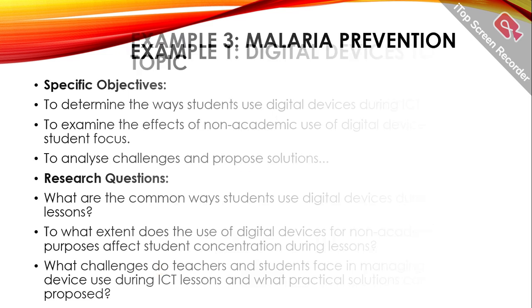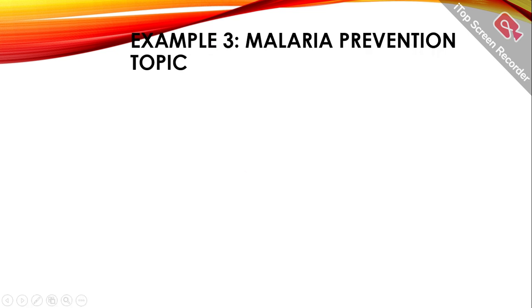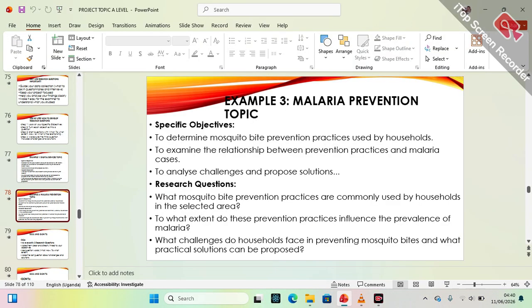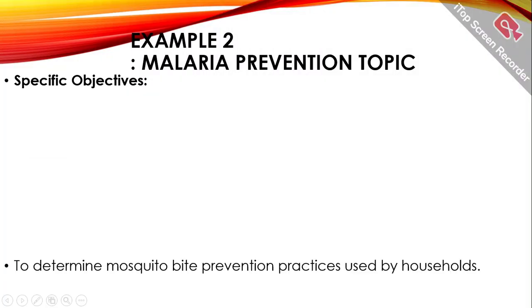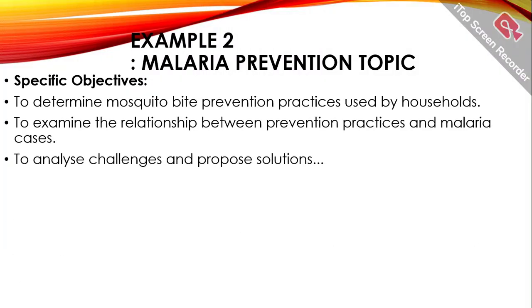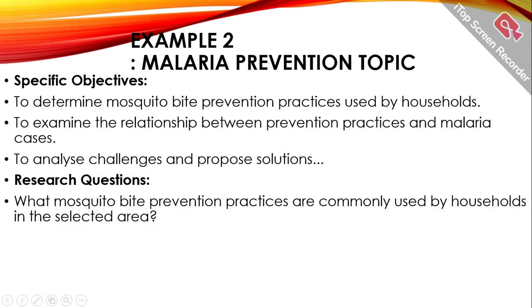Example, here it says 3. No. Let it not say 3, because this is our example number 2. So it being example number 2 shall take us to observing here that if our objectives are those 3: to determine mosquito bite prevention practices used by households, to examine relationship between prevention practices and malaria cases, to analyze challenges and propose solutions, our first question will look like this.